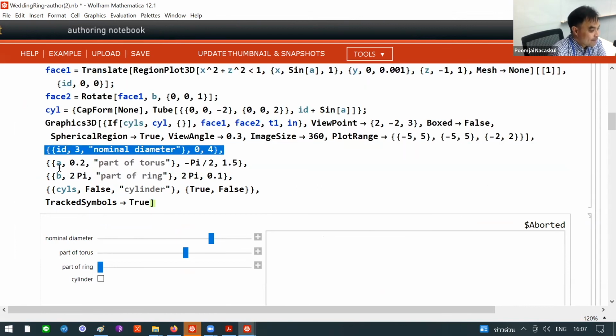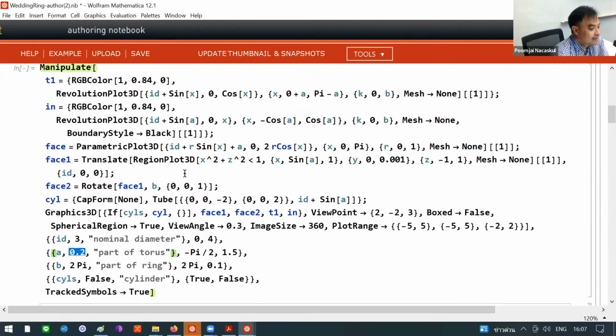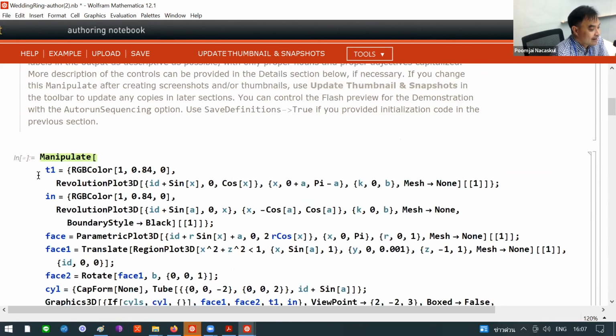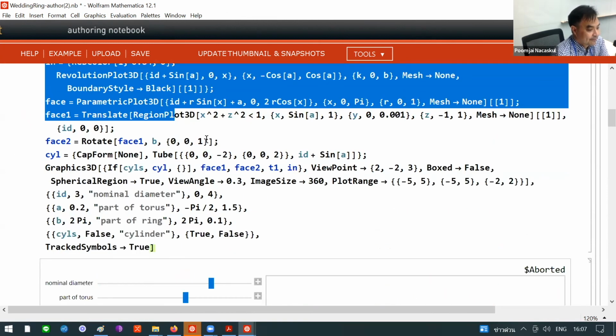So this is a variable called A, default setting to 0.2. The name of that variable I want to show as part of torus. So that's this one, part of torus, going from minus pi over 2 to 1.5. That just happened to be my setting. So this is it. And what I want to do is here. This is my action.